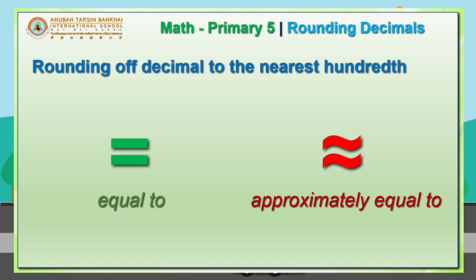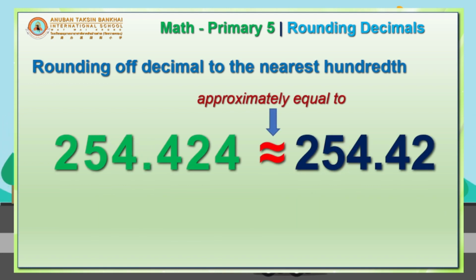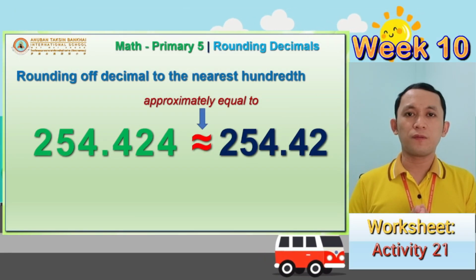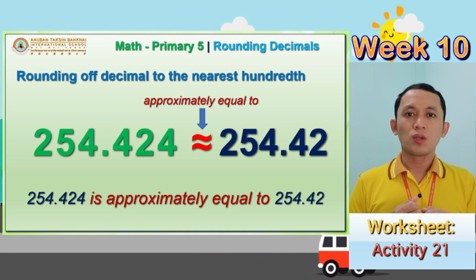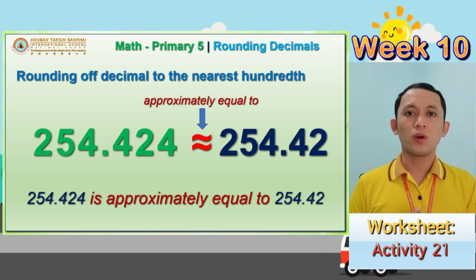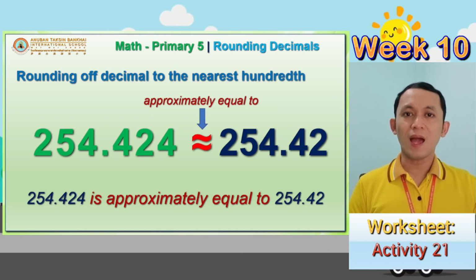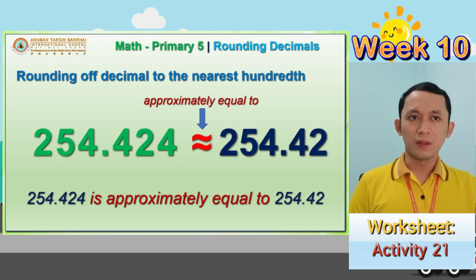This side here, the green symbol, that is equal to, that is a straight line. And the wavy line, okay, that is what we call approximately equal to. So we can read this one as 254.424 is approximately equal to 254.42. Okay, so that is how we read our number.